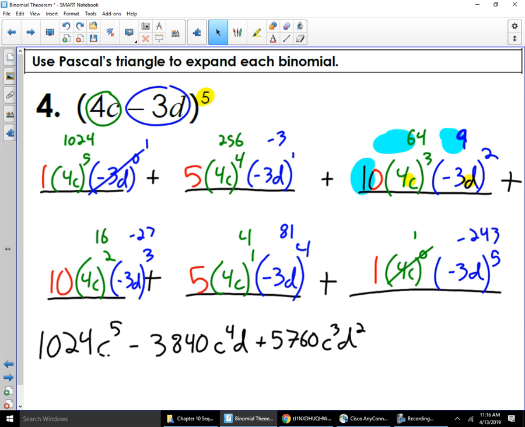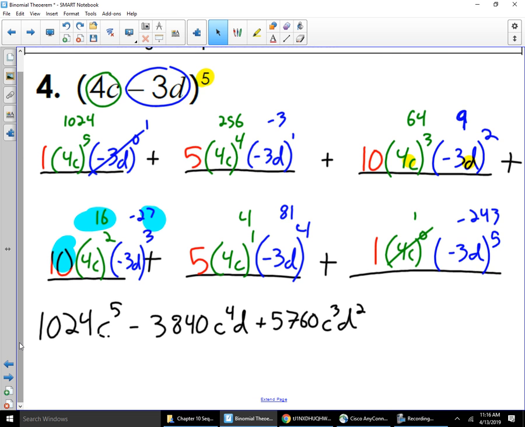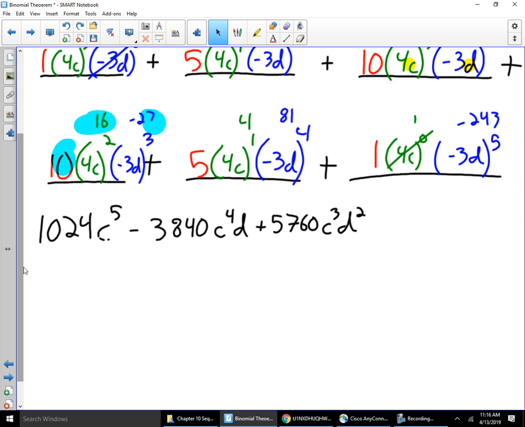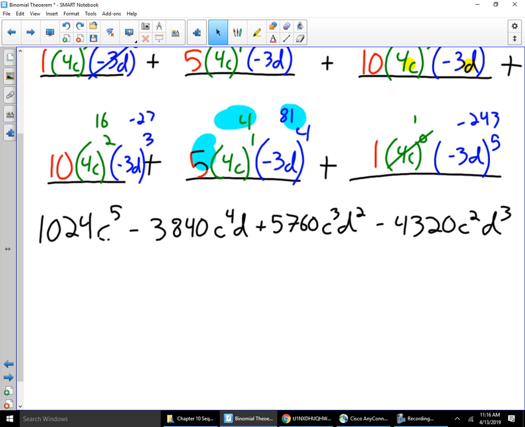Jumping down to the bottom row. Now we have 10, 16, and negative 27. Which is going to give us negative 4,320. And now our variables are going to be c squared and d cubed. Not even going to try to get all this in one row. Still 2 to go. 5 times 4 times 81. This one will be positive. So 5 times 4 times 81 gives us 1,620.